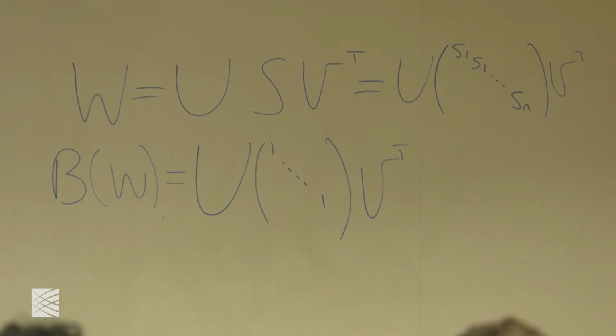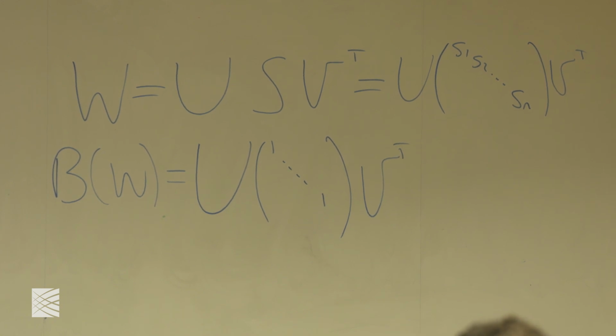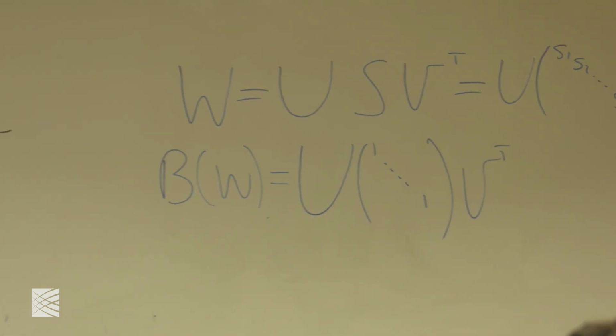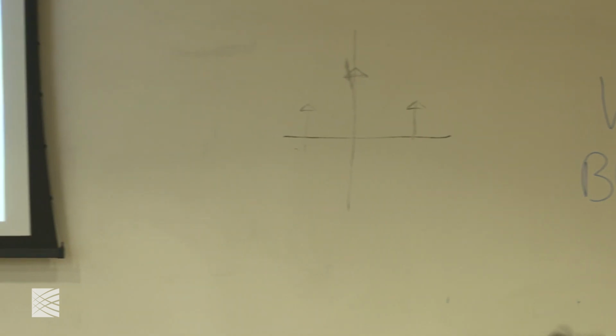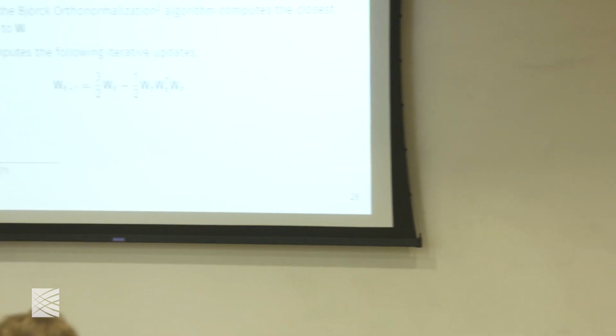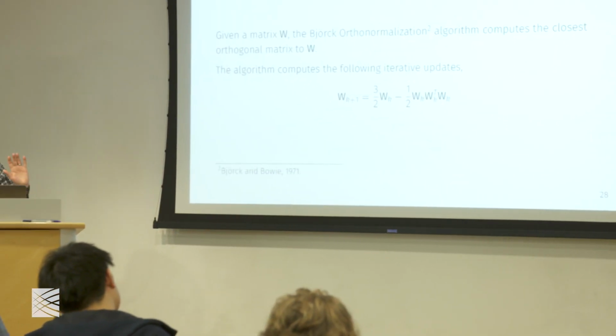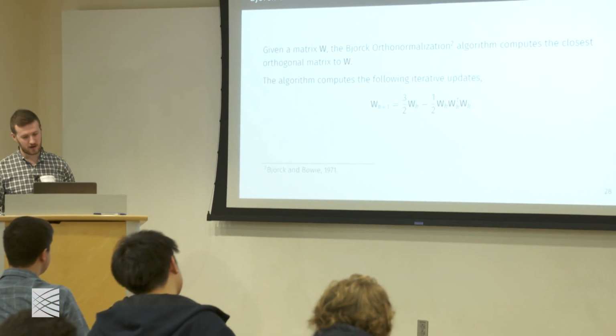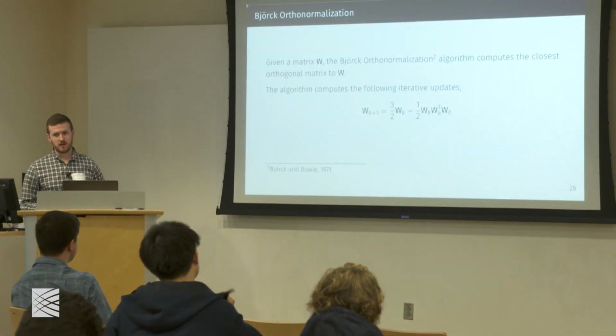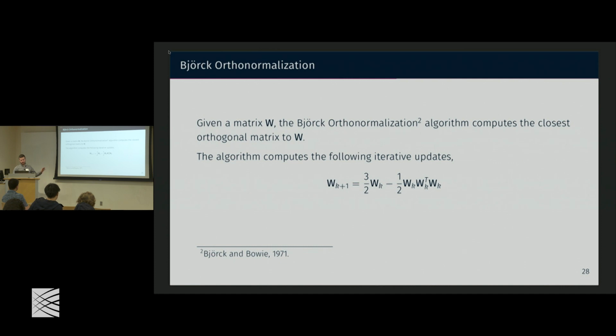Okay, so what does the algorithm actually do to achieve this? The algorithm computes the following iterative updates. I'm going to repeatedly apply this transformation. I take my weight matrix WK, and I compute 3/2 WK minus a half this matrix product. And I repeat this over and over again. I'll point out that this is a special case of the Bjork algorithm, but it's the one we mostly focus on, so I'll stick with this for simplicity.